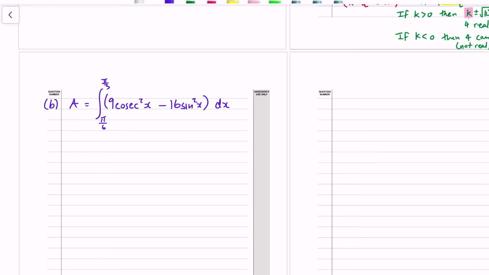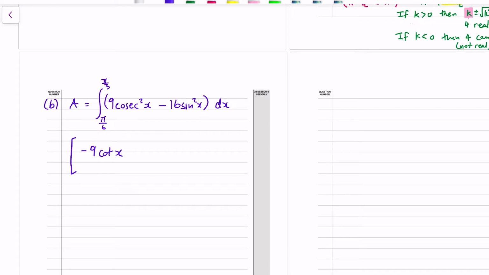Okay, so it looks like a tricky integral, but the first part's actually an achieved question because cosec squared's antiderivative is on the formula sheet. Negative cosec squared antidiffs to cotan, so this first part antidiffs to minus 9 cotan.